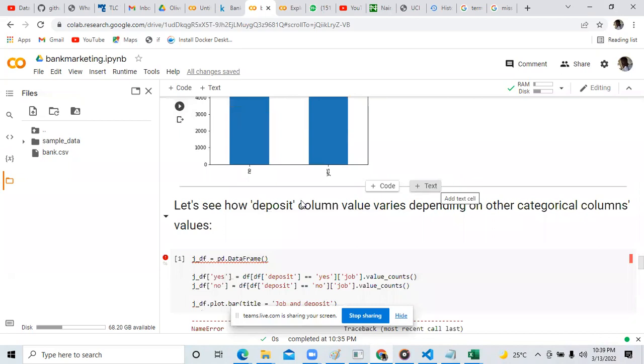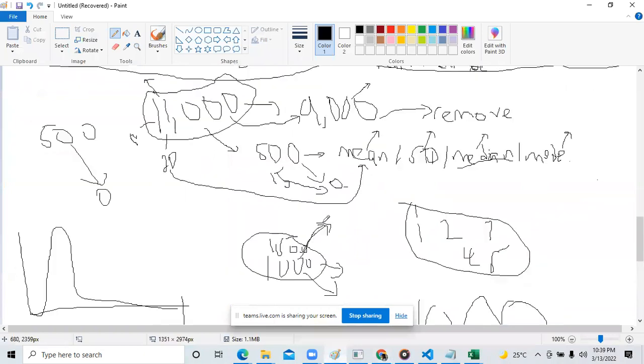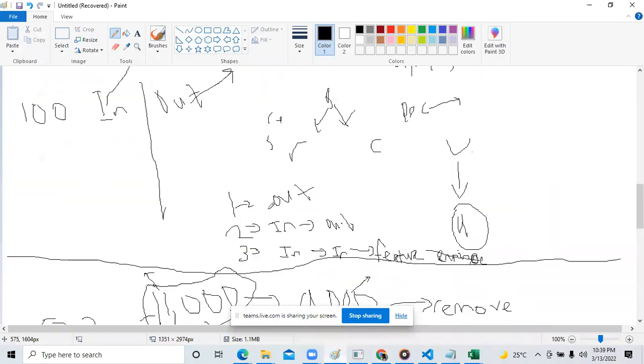So the next thing we are going to do, don't forget, there's one thing that we didn't do. Let's analyze how the deposit column value varies depending on other categorical values. Remember, I told you that we need to do three things in EDA. We want to analyze the output variable. That's number one. Number two, we want to analyze the input variable and how it is related to the output variable. We did these two things in this analysis. What I forgot to do is to analyze how the input variable affects other input variables.